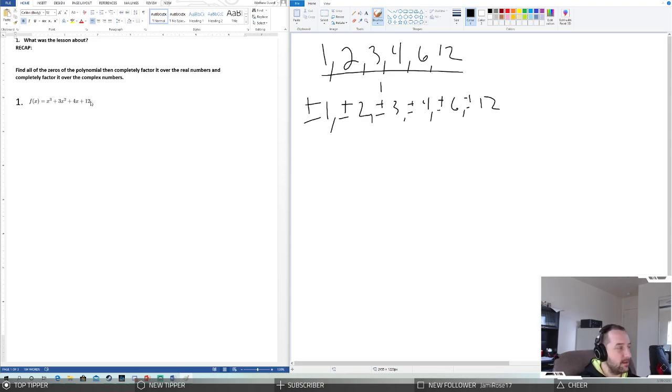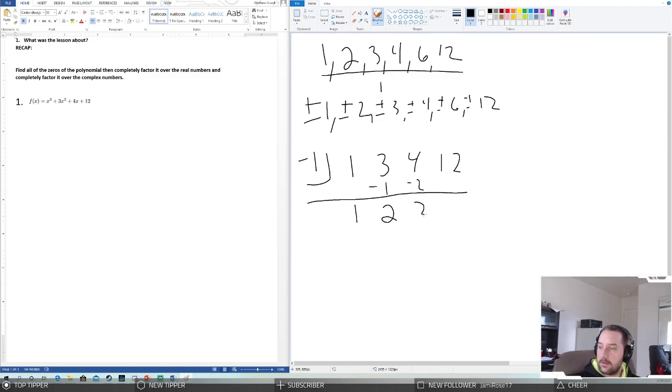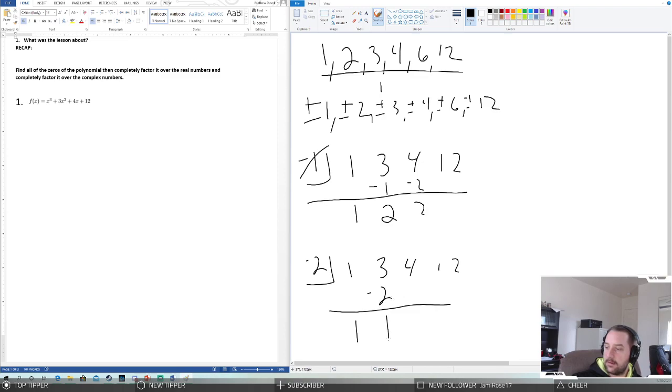Now, like I said, this is something we should practice, but it's not necessary. It just saves us a little bit of time, and so in this instance, it's going to save me a little bit of time. And so I'm not going to try any of the positive zeros here. 1, 3, 4, 12. Now I already know that this isn't going to work. Okay, so that doesn't work, so let's try negative 2. Add straight down, multiply, add, multiply, add. Okay, so that's not going to work.